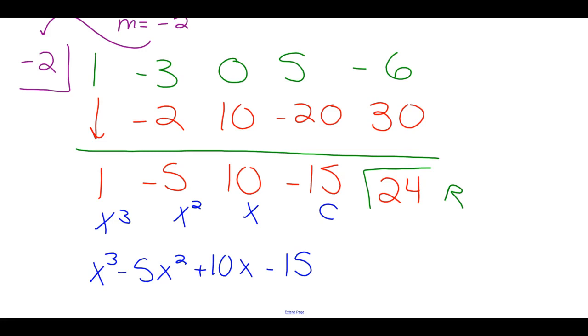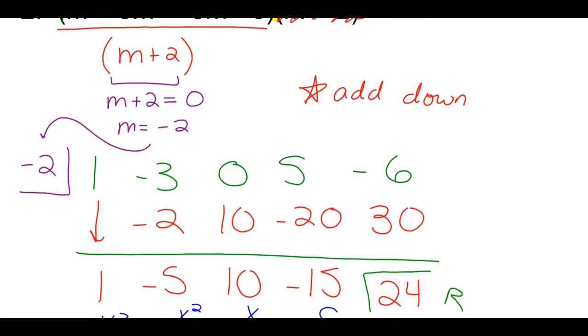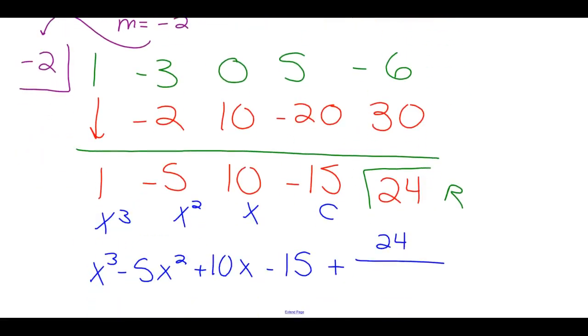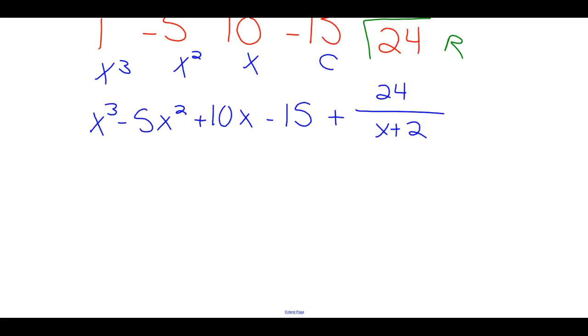Oh, sorry, I used x's. My fault, whatever. Sorry, if you did m's, that's okay. But then you do plus, because it's positive, or really you can always do plus. And then whatever the remainder is, which is 24, over what you're dividing by, which was m plus 2. Sorry, I used x's. All right, x plus 2. So the remainder over what you were dividing by. So that is your nice, beautiful answer. Actually pretty ugly.